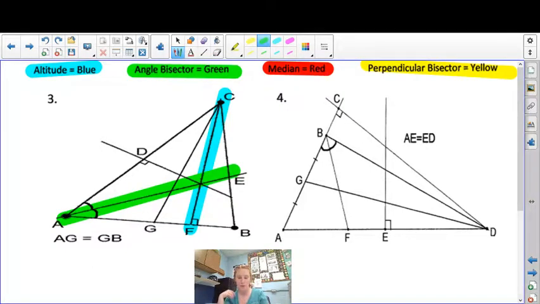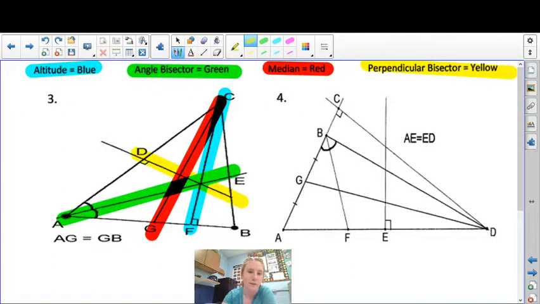My median has to go from an angle and cut the opposite side in half. So the only other thing going from an angle is C to G. And if you notice, it says A to G is equal to G to B, so those two are equal. So it actually does get colored red. And then my last one, perpendicular bisector, goes from a side to another side and cuts it in half.